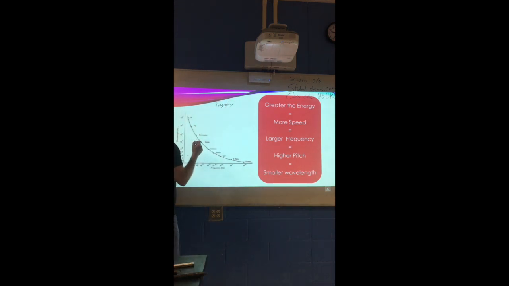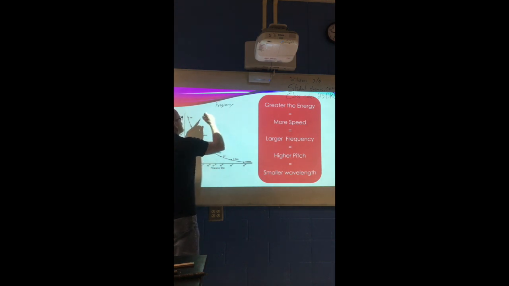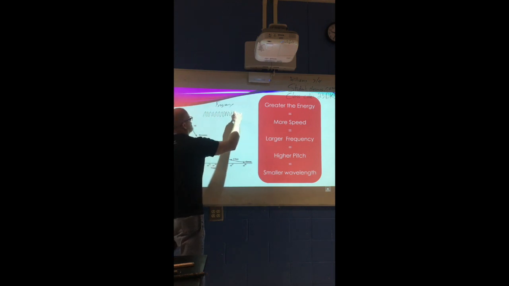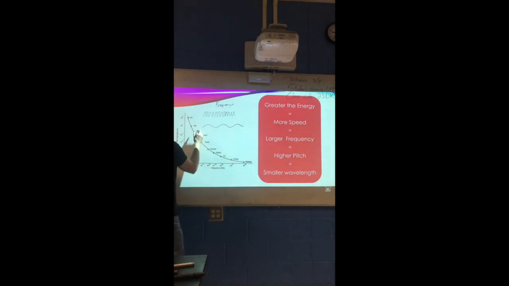So let me draw two waves that differ in frequency but have the same amplitude, okay? So I'll draw a wave like this, and a wave like this. Okay, so they're basically the same amplitude, they have the same wave height. Okay, this is wave A, wave B.